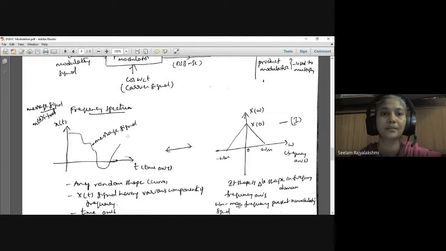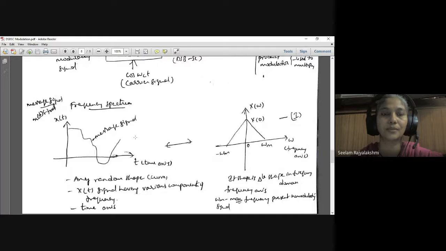Now let us see the frequency spectrums. First we will see the message signal x of t, the message signal or modulating signal. So this is the message signal, and this is the time axis. Here it is any random shape; this curve represents any random shape. The message signal x of t has various components of frequencies, and this axis is the time axis.